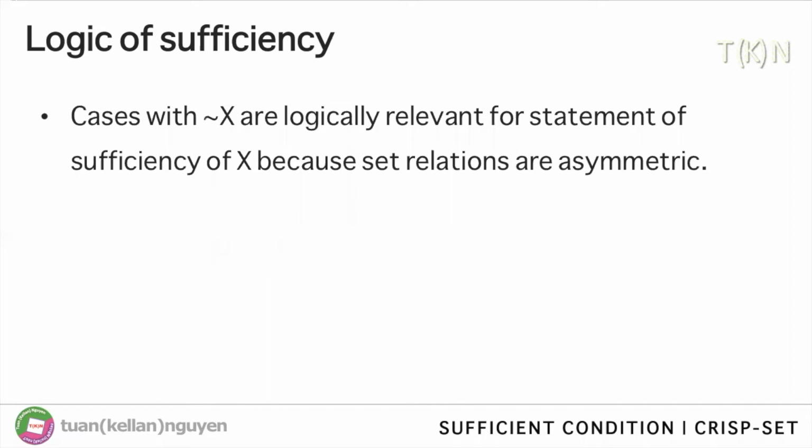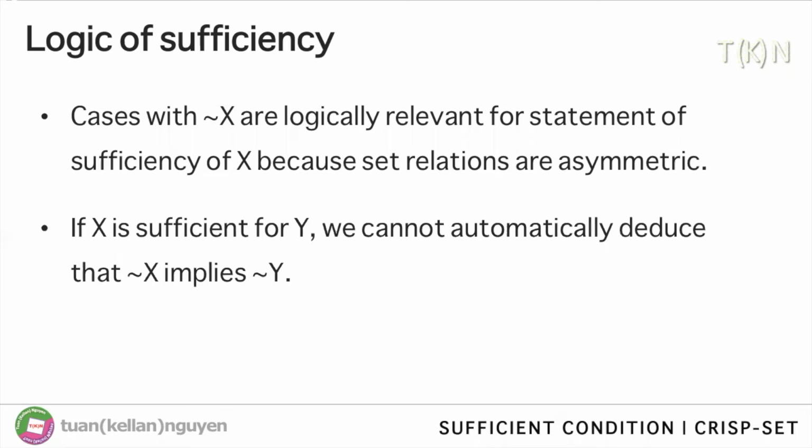It is also important to note that cases with not X are logically relevant for the statement of sufficiency of X because set relations are asymmetric. Alternatively said, if X is sufficient for Y, we cannot automatically conclude that not X implies not Y.